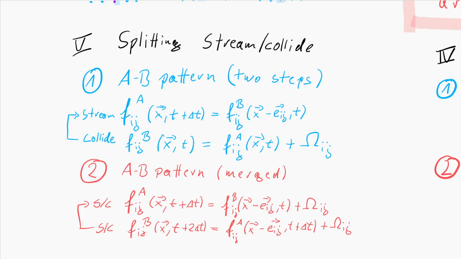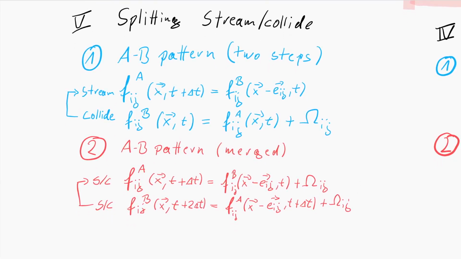So this actually is stupid, because what you're doing here is you have two distributions, so matrix A and B, and you need to read all the data twice, once when you are streaming and once when you are colliding, and you have to write it twice. So this can be improved by the merging of streaming and collision.